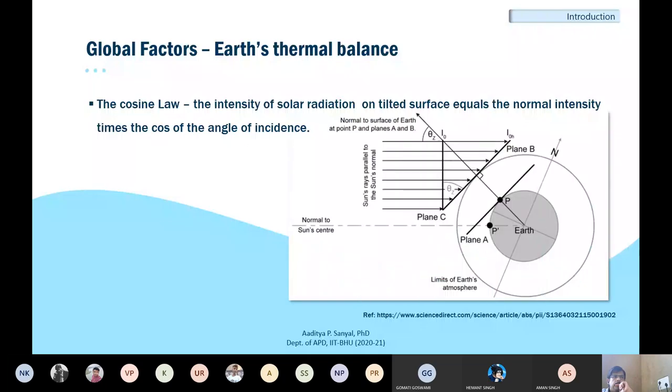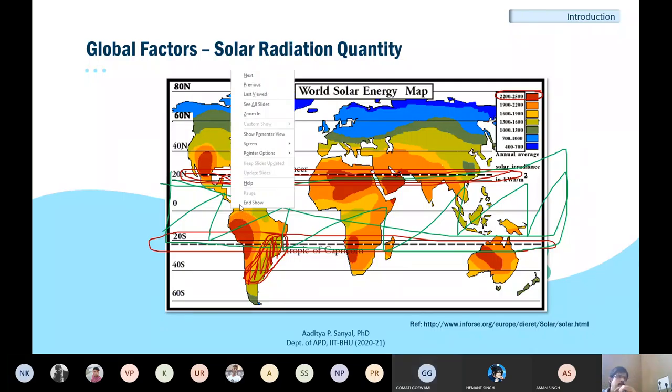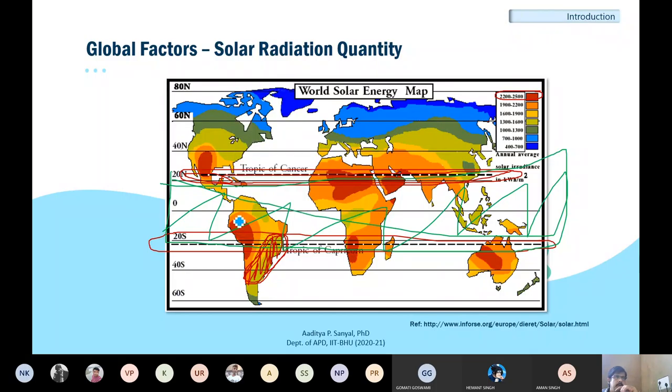Something known as Earth's thermal balance. The cosine law says that the intensity of solar radiation on a tilted surface equals the normal intensity times the cos of the angle of incidence. I believe that should be larger, cos of the angle of incidence. So can you explain again why there was the previous slide, the question which you asked? Yes, there is a certain difference.